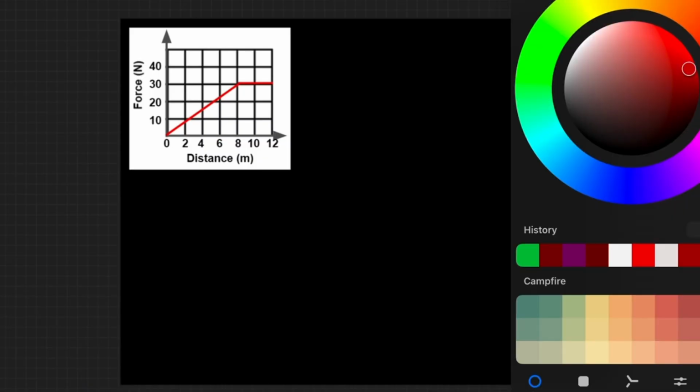So the situation that we're looking at here is it's asking us to find the work from this force versus distance graph. So we know that work is the integral of F with respect to dx, which is with respect to position. And we know that the integral is the area beneath the curve. So what we're going to do is take the area between the function and the axis, and that is going to tell us what our work is.